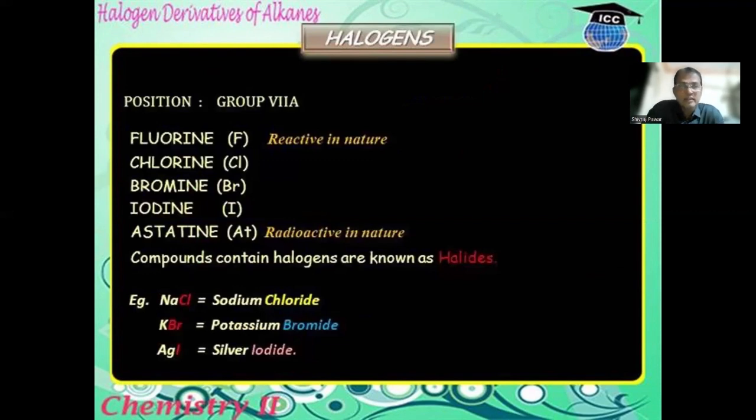And these are the halogens: fluorine, chlorine, bromine, iodine, and astatine. But astatine is a radioactive element, so we are not going to consider astatine in halogens. So four halogens we are going to consider: fluorine, chlorine, bromine, and iodine.